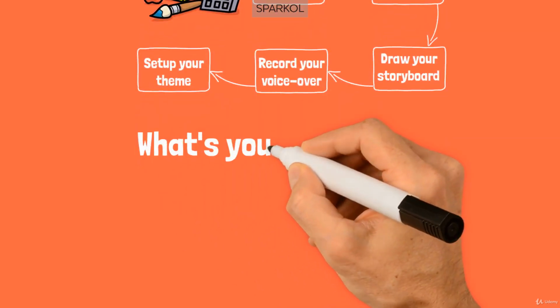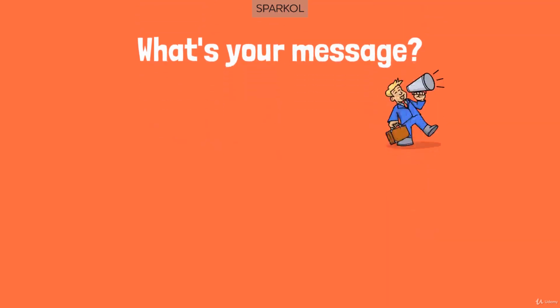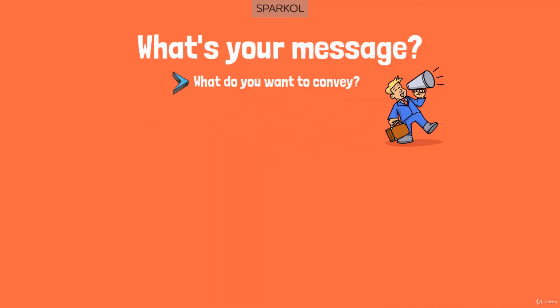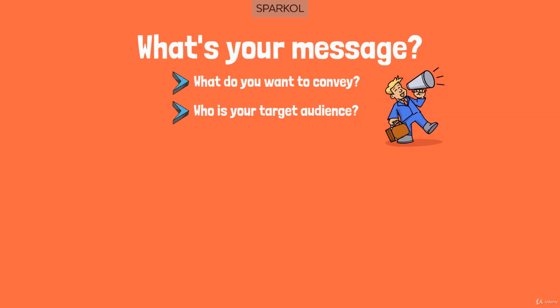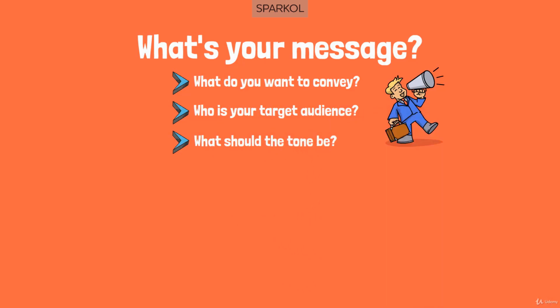So first off, make sure you have a clear message. Maybe start by giving your project a title and write down what the objective of the video is. What are the key points you want to convey? Think about who the audience will be. Is it aimed at students, employees, or prospective clients? This will influence what sort of tone you should use. Should it be informal or professional, relaxed or more serious?